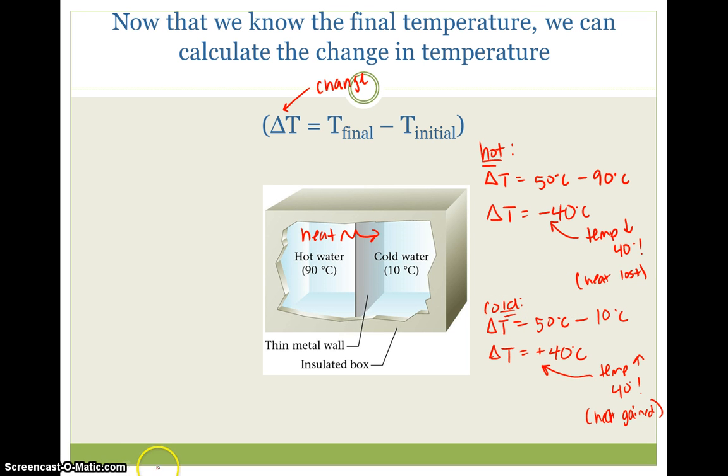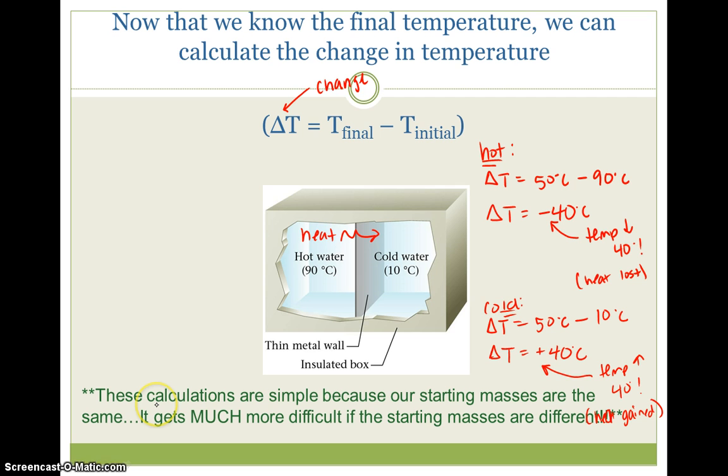Now, one side note for you guys, because these masses of water were the same to start, these calculations are very, very simple. If we had different masses of water, these calculations would get much more complex. I would not give you something like that on the test. If I was asking you to either find the final temperature or the temperature change in an example like this, I would only give you equal masses of water to start with. Otherwise, the calculations would be much, much more difficult.